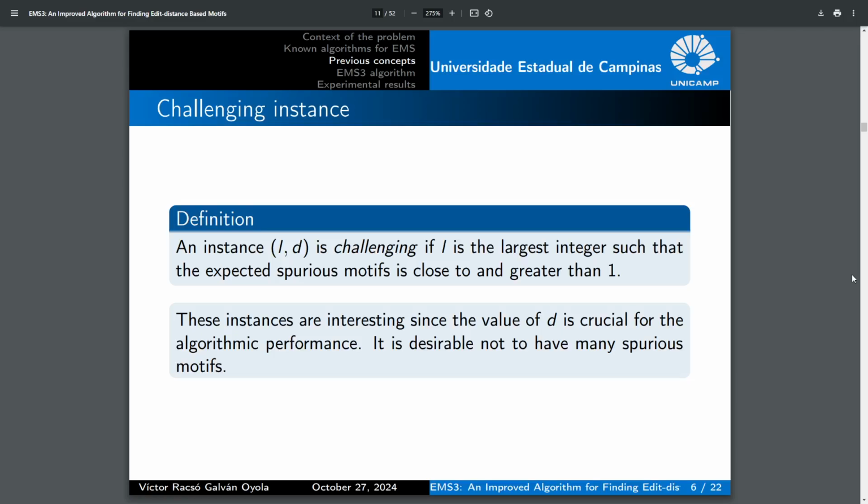Now, an instance is challenging if L is the largest integer such that the expected number of spurious motifs is close to and greater than 1. This means that if we find a candidate set, then the size of this candidate set is expectedly going to be very close to the actual answer.